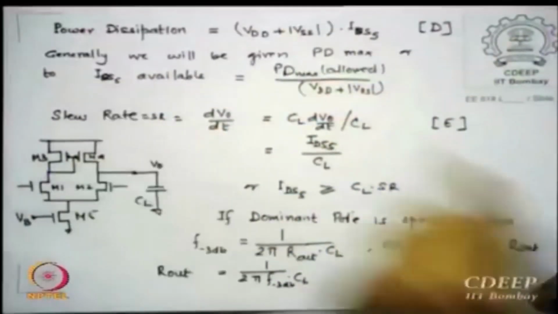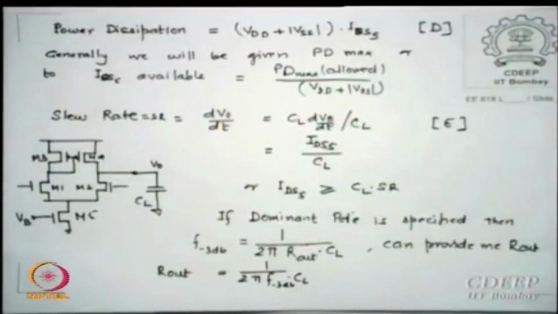Generally we will be given PD max, or we may say PD max divided by the supply for the technology node will decide the maximum current available to you. The maximum source current given to you is decided by the power dissipation. Is that correct? इससे ज़्यादा करंट कहीं भी फ्लो नहीं होना है.